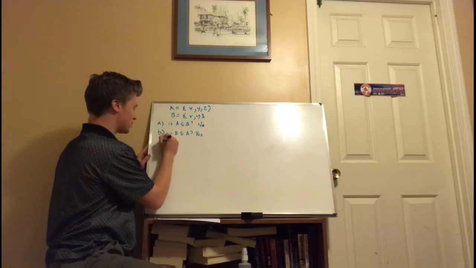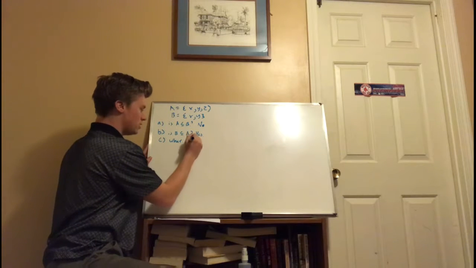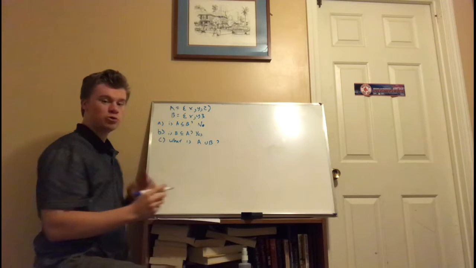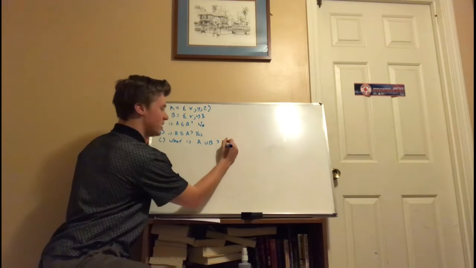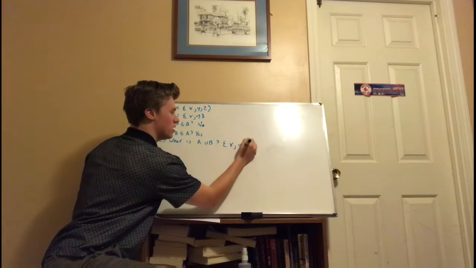Question C. What is A union B? Union is the joining of two sets. So the set of A union B would be X, Y, and Z.